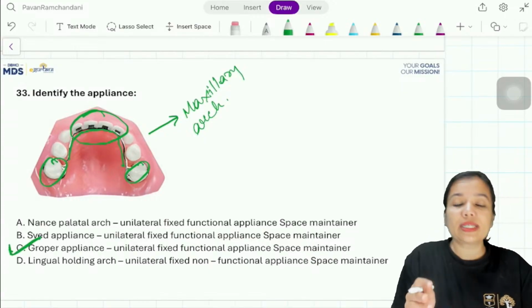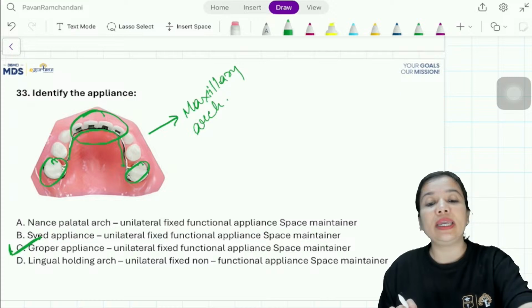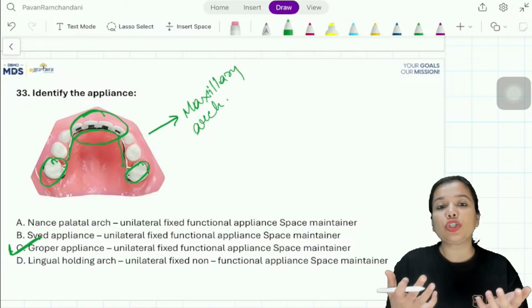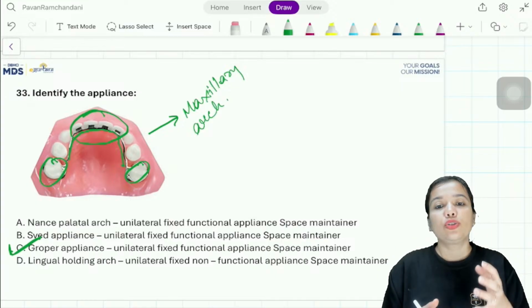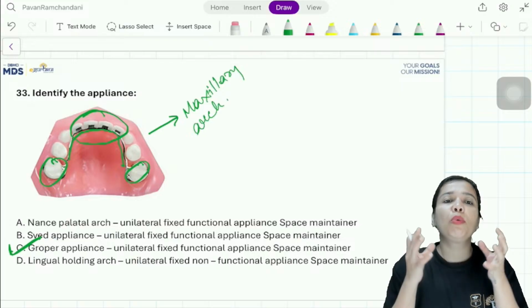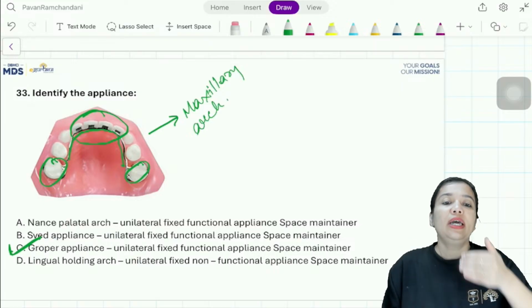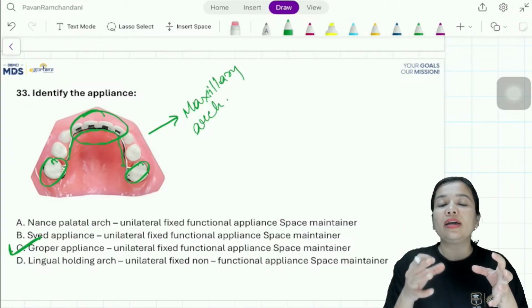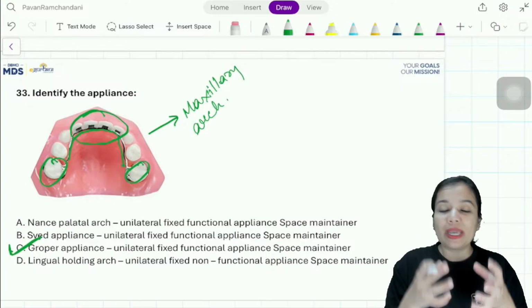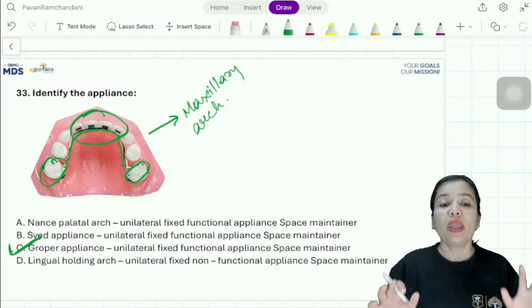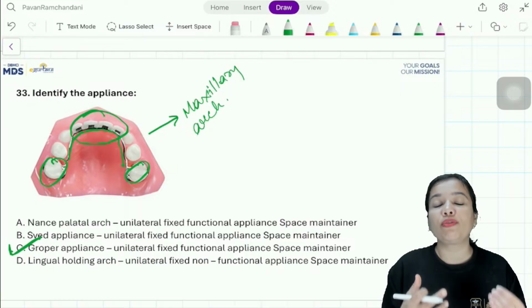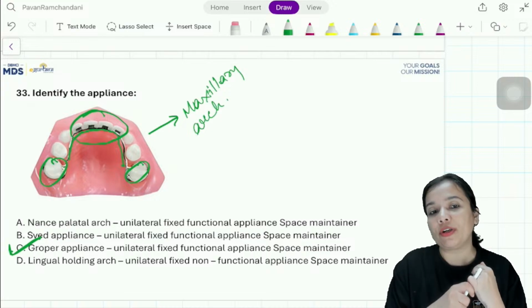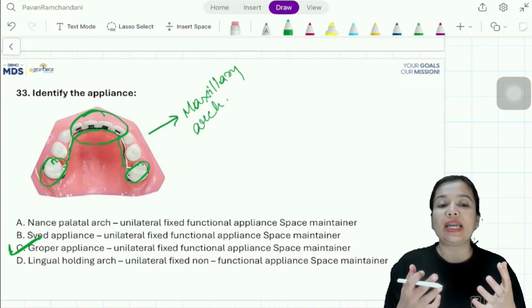What is Groper appliance? Groper's appliance is basically used in order to replace the prematurely lost anterior teeth. So it basically maintains the space, but more than maintaining space, it actually replaces the anterior teeth. In the anterior, if there is premature loss of the teeth, the space loss does not occur in anterior teeth. Okay, but you have to replace the anterior teeth, because anterior teeth loss can result in the speech development of the child. That is why you need to replace the anterior teeth.